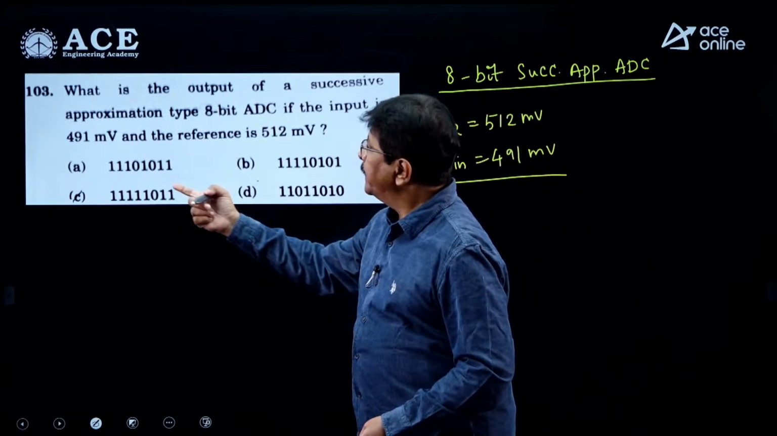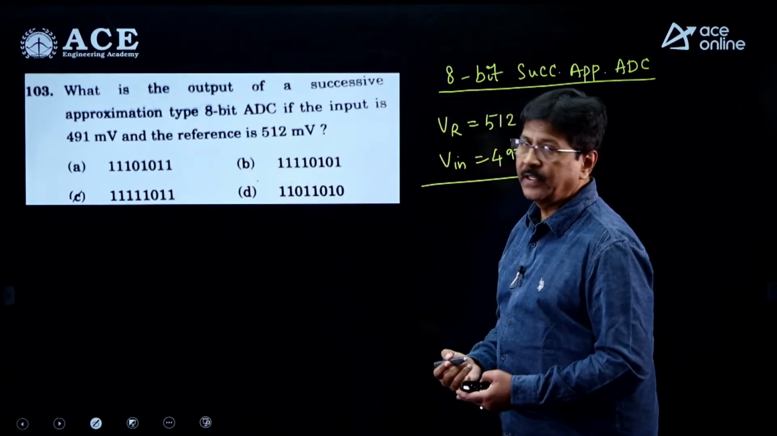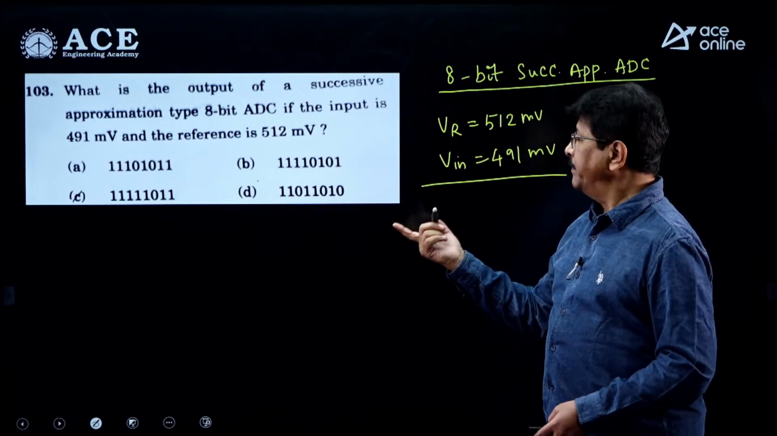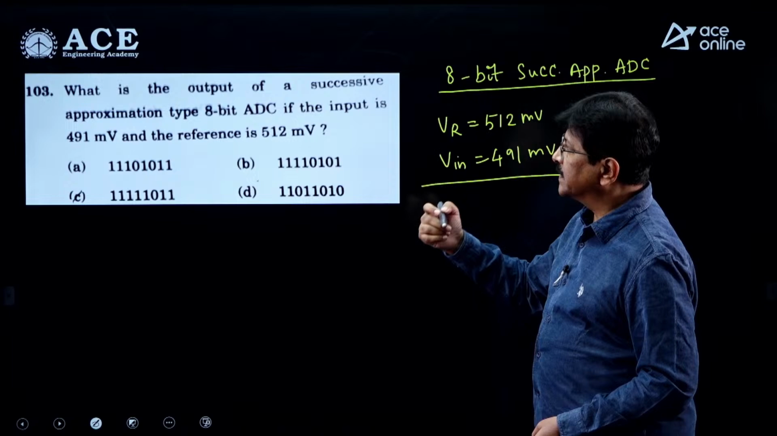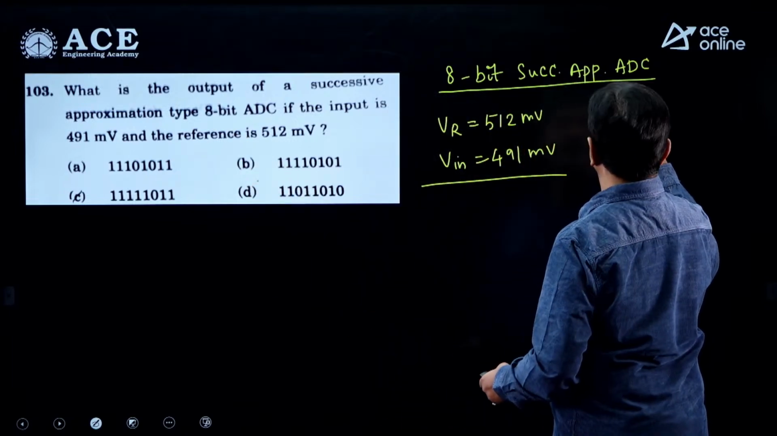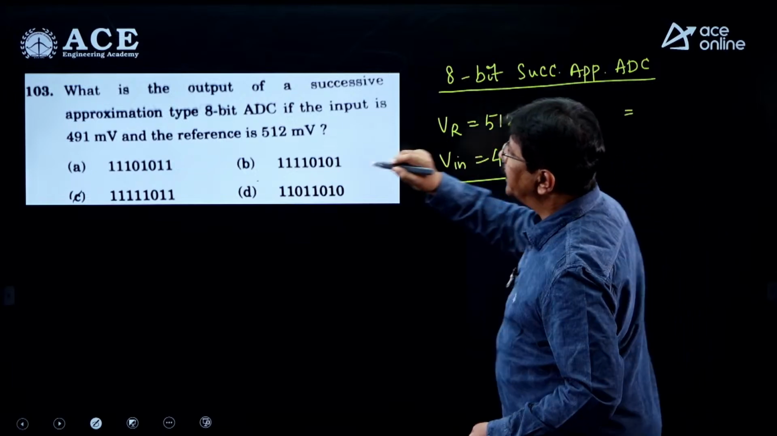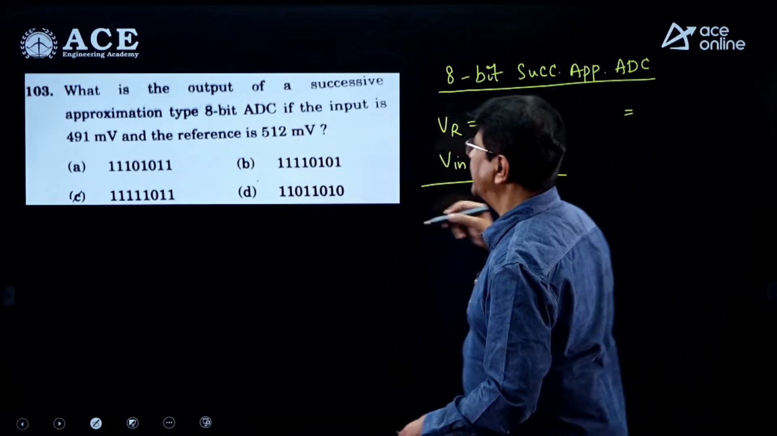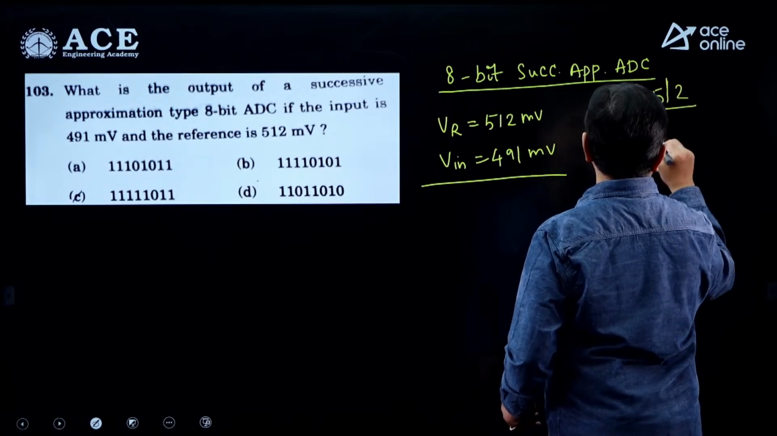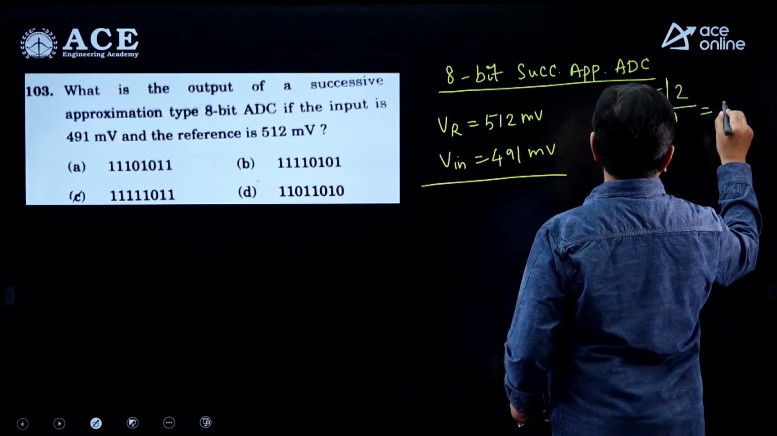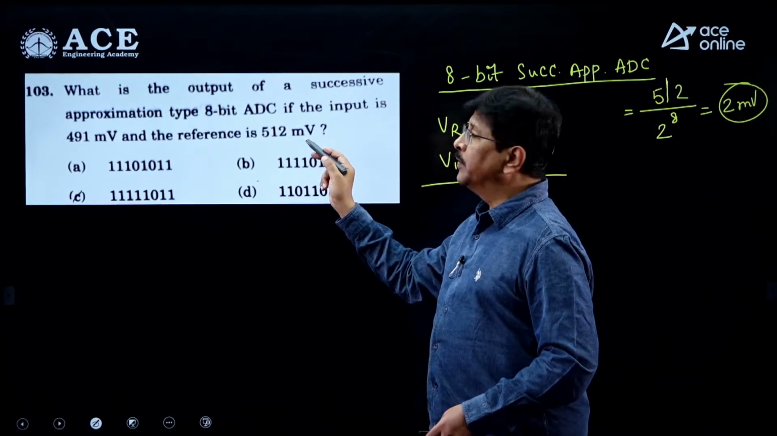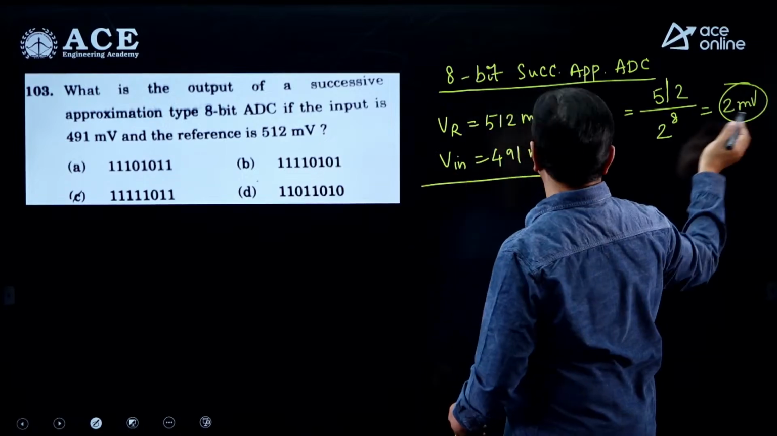Okay. And then what is the digital output I am going to get for this one? If you do it traditionally, it may consume some time, so we can go ahead with the shortcut like this. Find out the step size. So in this, the resolution is nothing but the reference voltage he has given, 512 millivolts, divided by 2 power 8, that is equal to 2 millivolts.